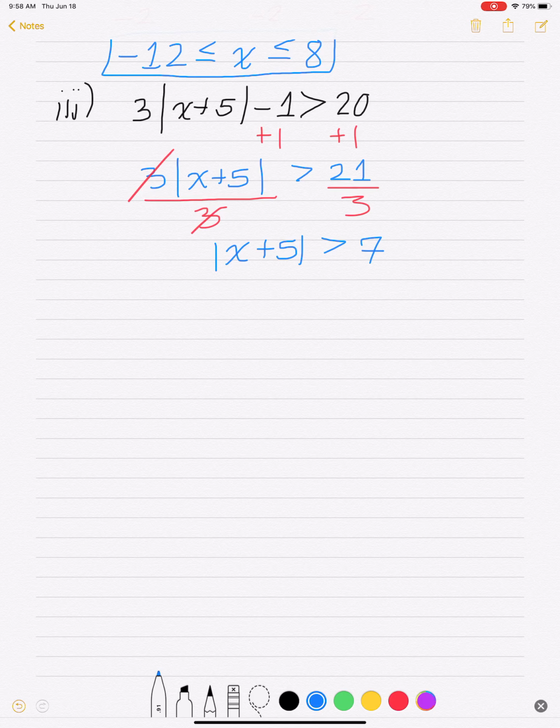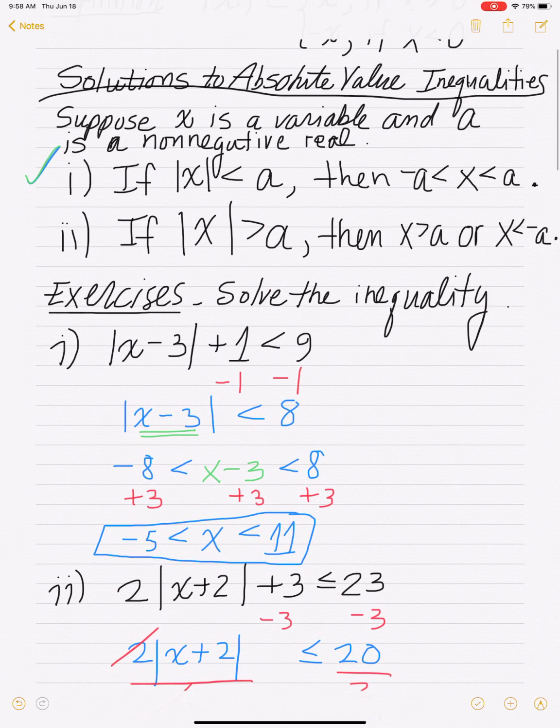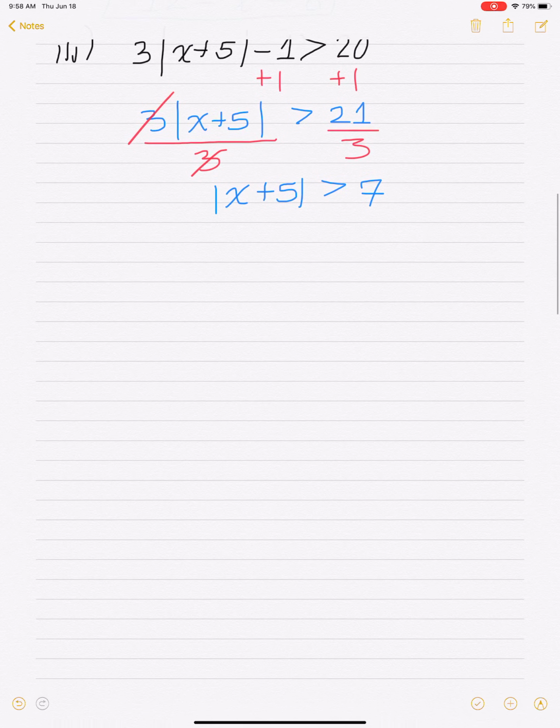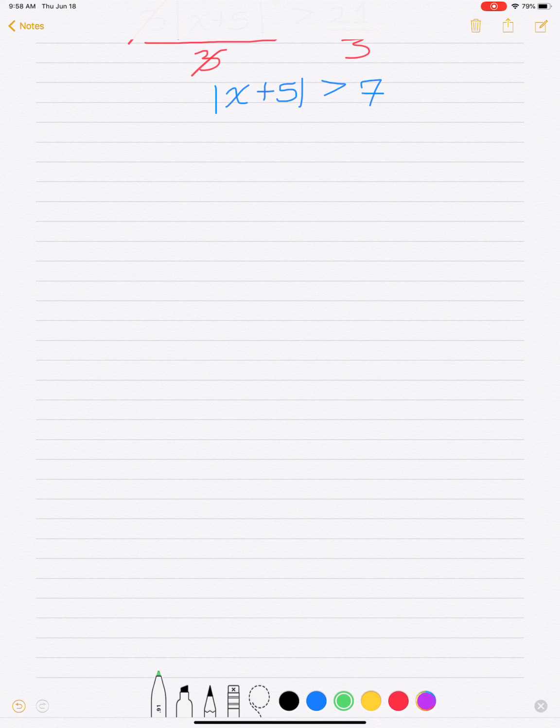Now that it's by itself, is it a case 1 or case 2? It's case 2. It's a greater than situation, right? Absolute value is greater than. So what you do, you set x plus 5 and break it into 2, right?